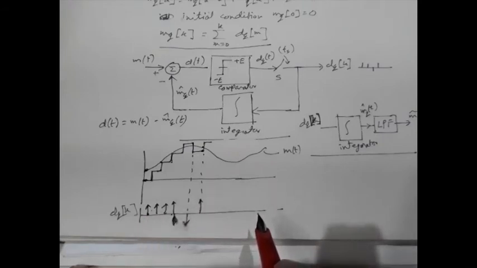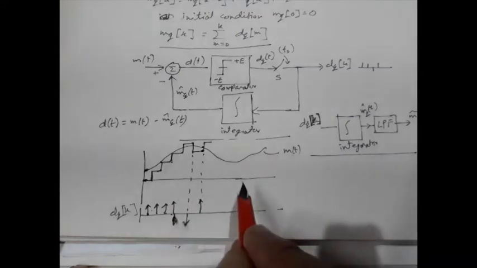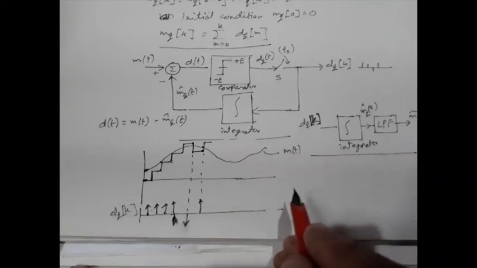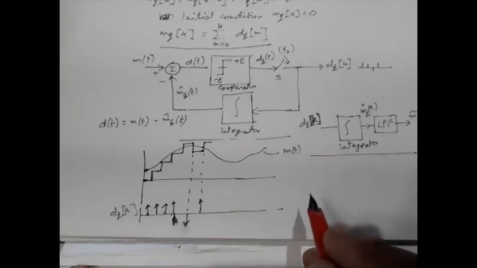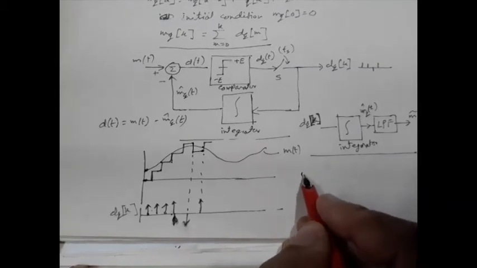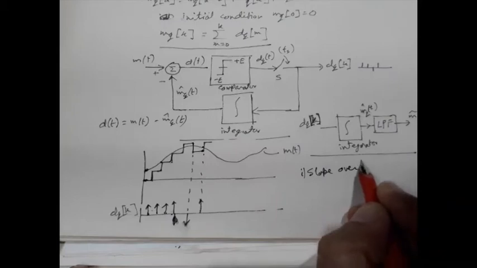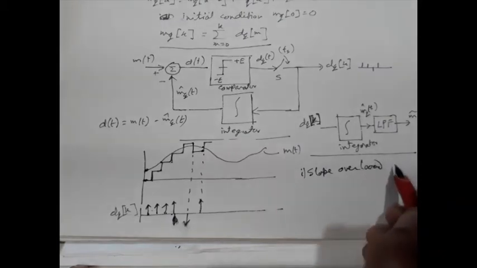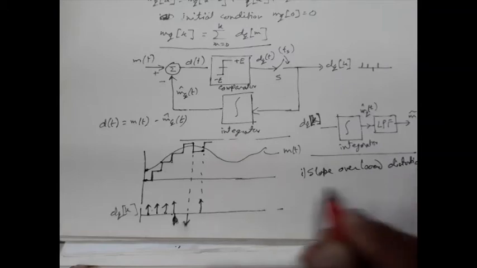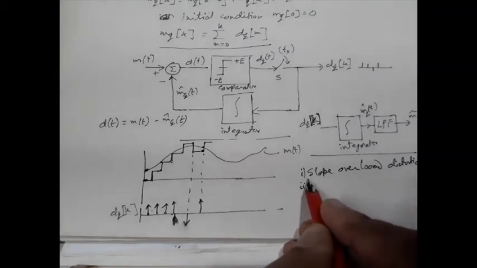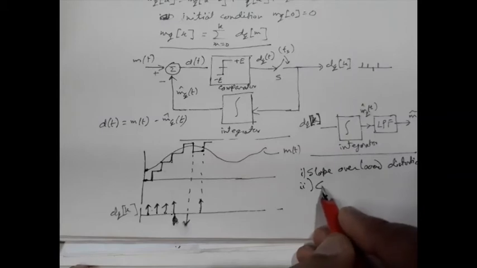Now this delta modulation, there are two major sources of error. One is the slope overload distortion, and another is the granular noise.